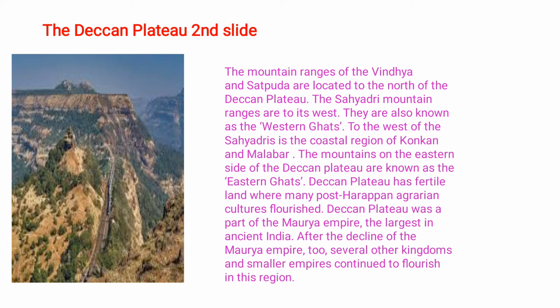To the west of the Sahyadris is the coastal region of Konkan and Malabar. The mountains on the eastern side of the Deccan Plateau are known as the Eastern Ghats. The Deccan Plateau has fertile land where many post-Harappan agrarian cultures flourished. It was a part of the Maurya Empire, the largest in ancient India. After the decline of the Maurya Empire, several other kingdoms and smaller empires continued to flourish in this region.